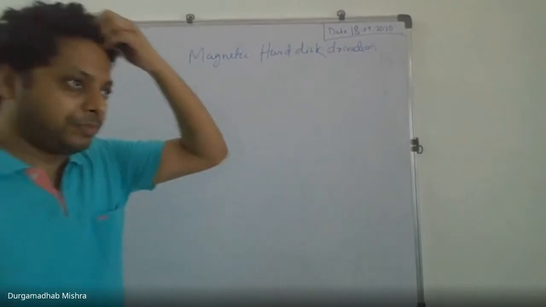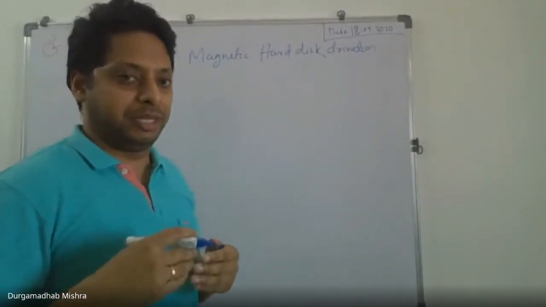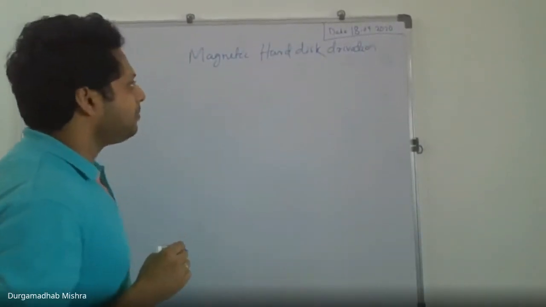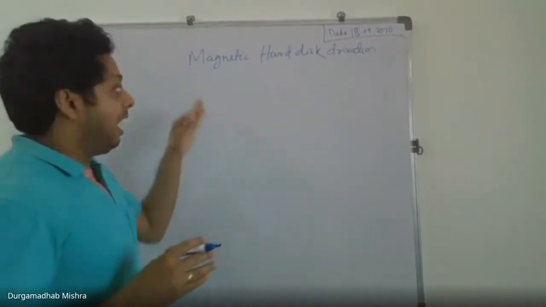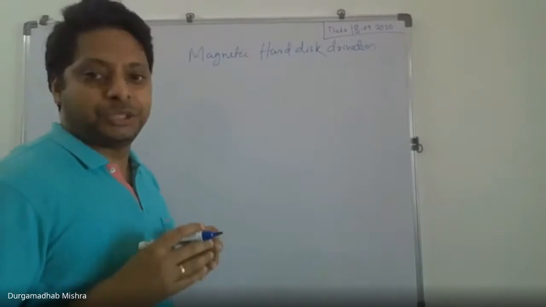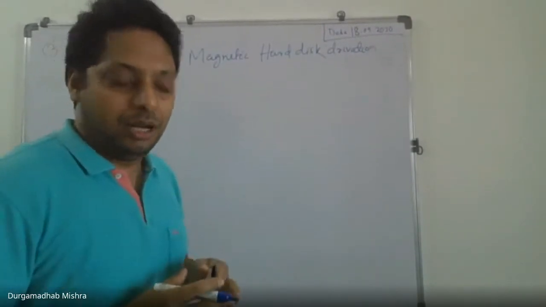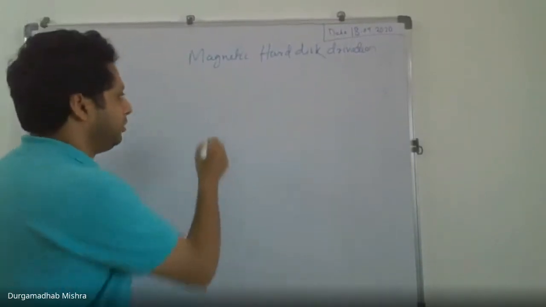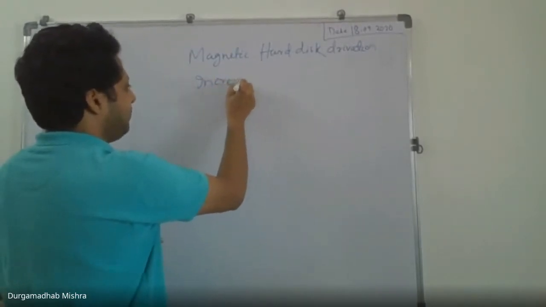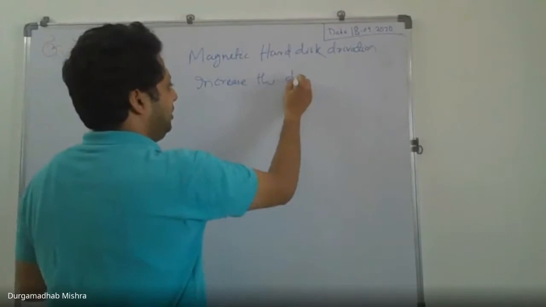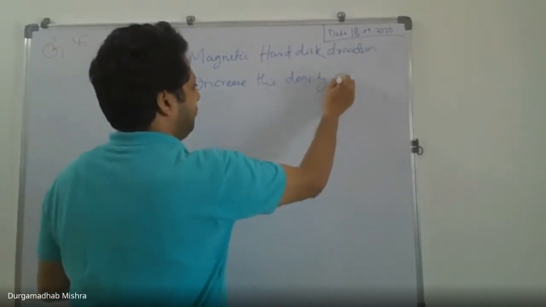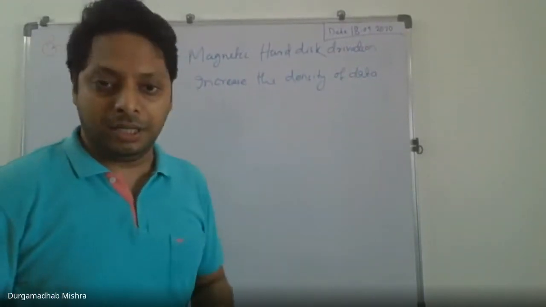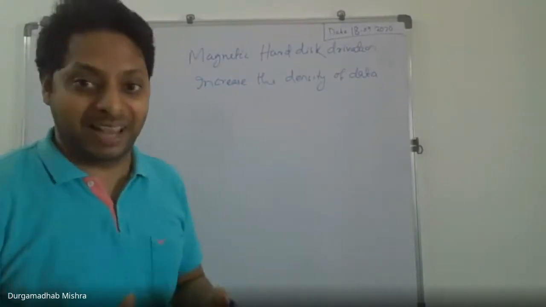So I will share that. Also in the slides, you will find some more material which I am going to discuss in this class. So when we think about hard disk drives, we want to store as much information as possible, as many bits of information as possible in a small space. So we want to increase the density of data, how much we can store in the same amount of magnetic volume.